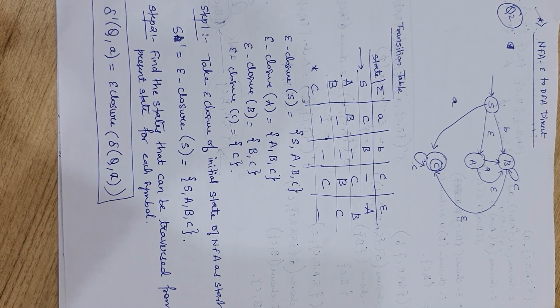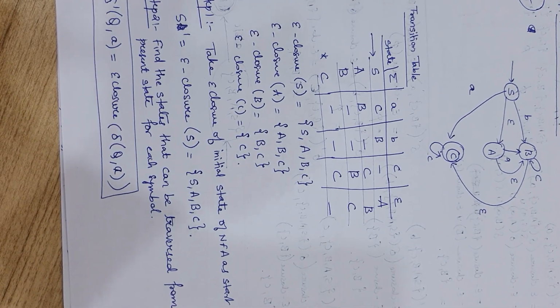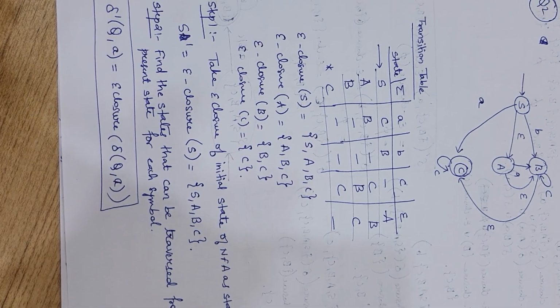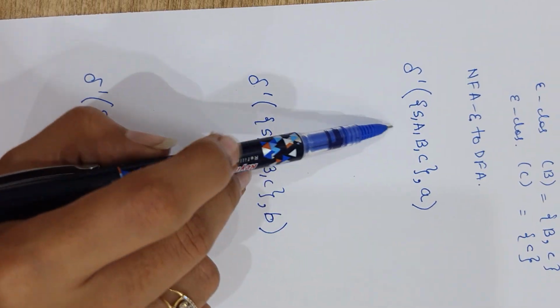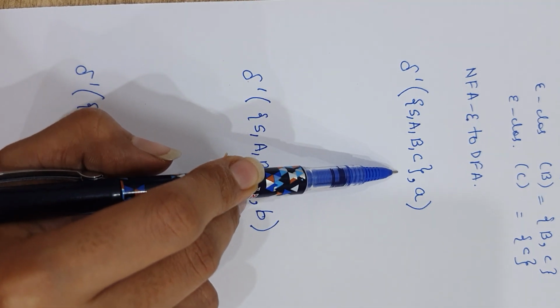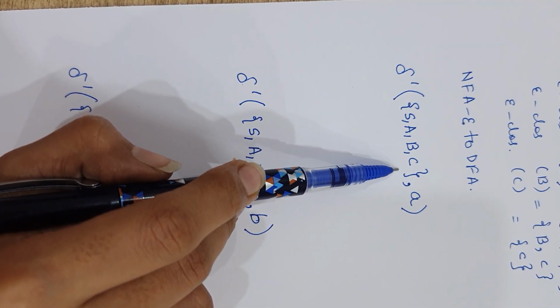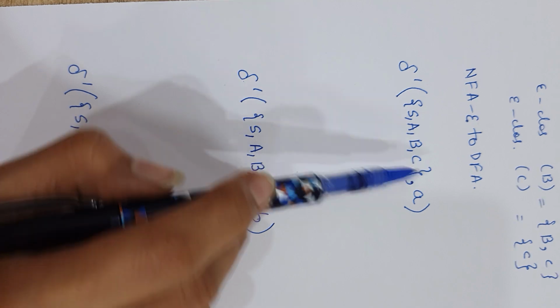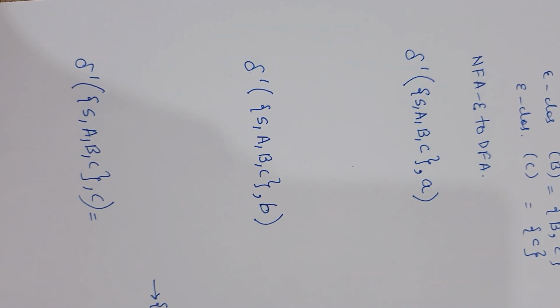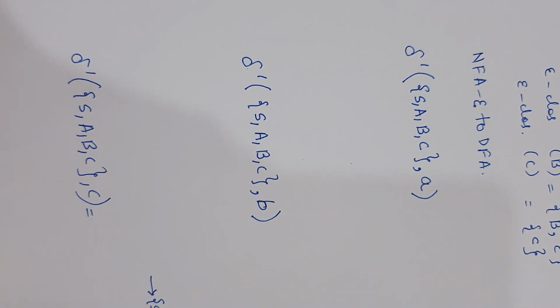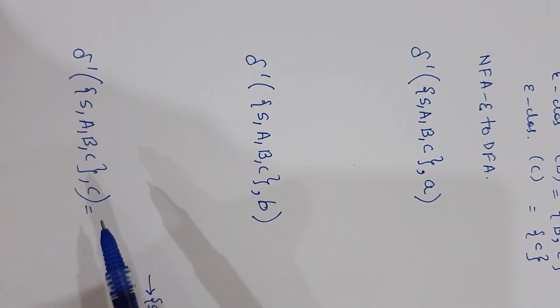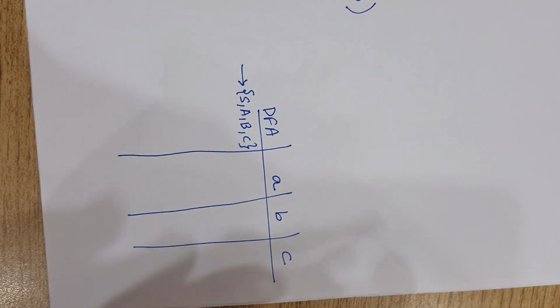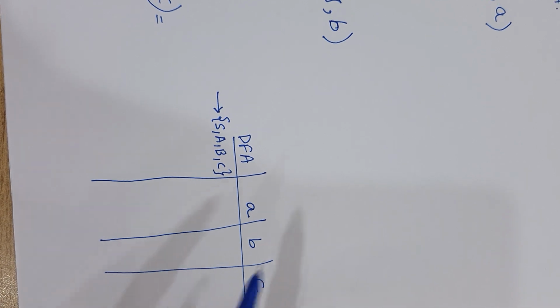Okay, so we continue with this question and we will be doing the transitions now. As we know, SABC is my initial state. From the initial state I will be operating on all the input symbols which are available in the given NFA. So we have A, B and C, so we'll find three transitions. Alongside we will also be constructing this DFA table.